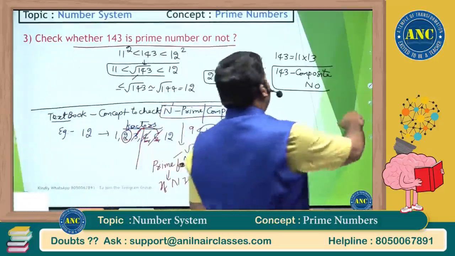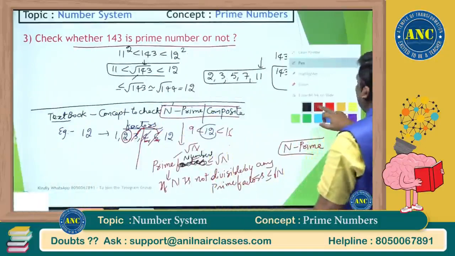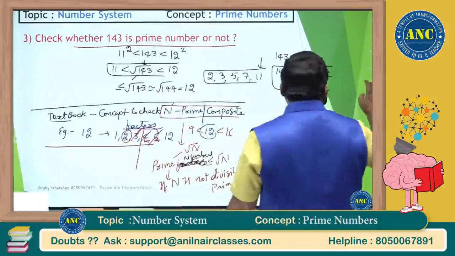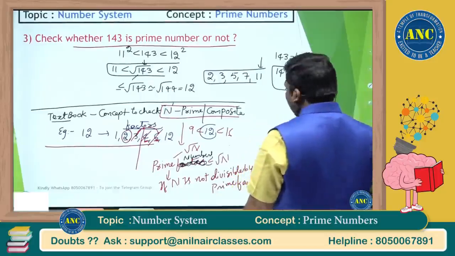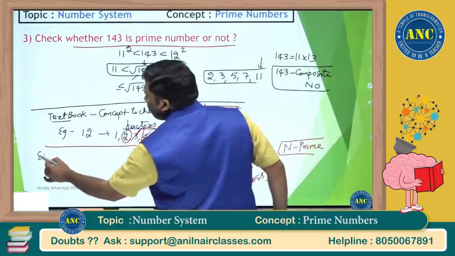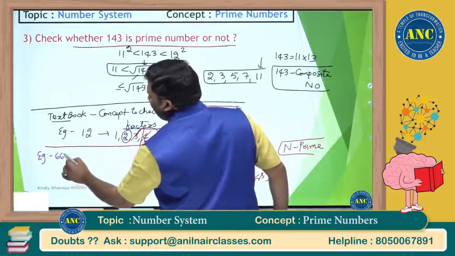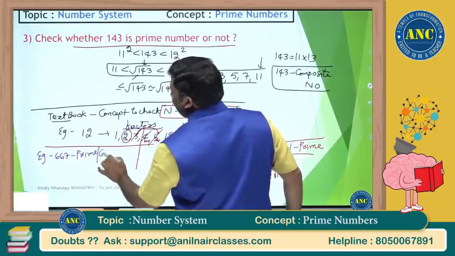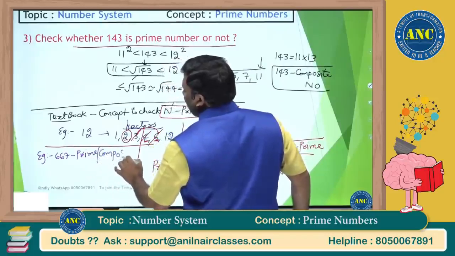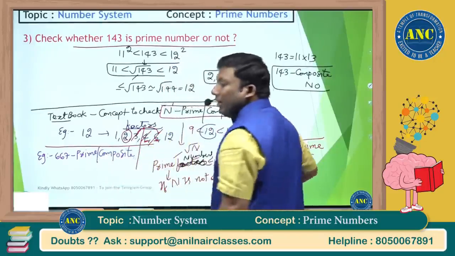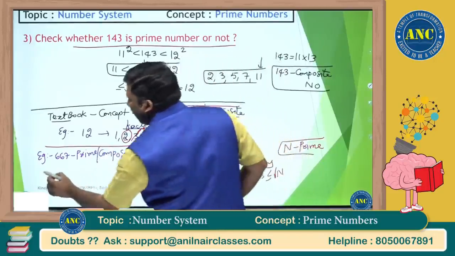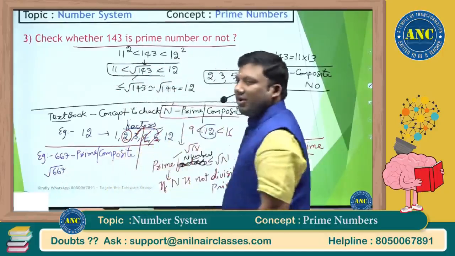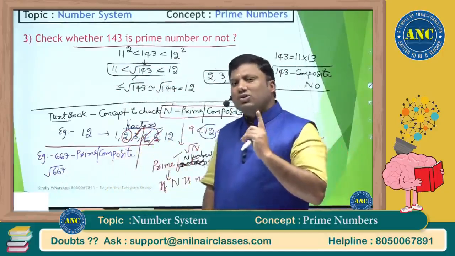One more example will be solved to understand this concept thoroughly. Let me take another example with a different ink. Check whether 667 is prime or composite. One rule to check whether a number is a prime number or a composite number: apply square root to the given number. Root of 667. What are the nearest perfect squares?